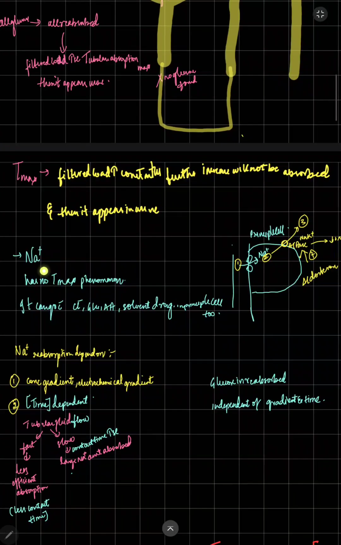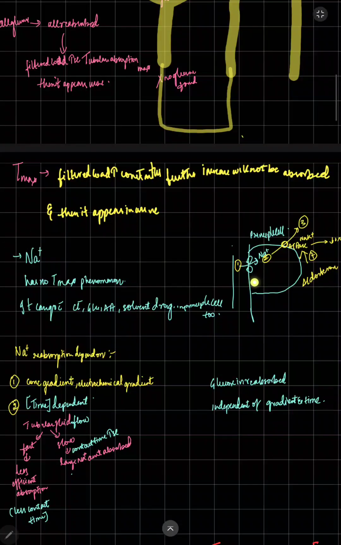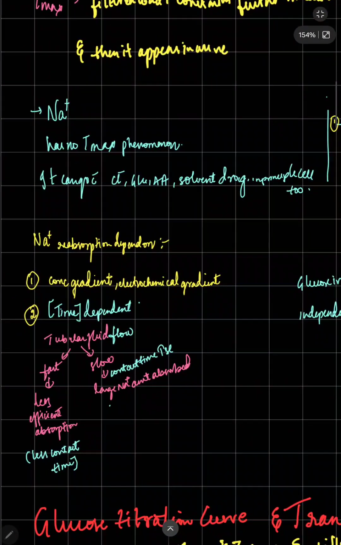Okay, so sodium has no Tmax phenomenon. It can go with chloride, glucose, amino acid by various co-transporters, and it can also be absorbed in principal cells too. So there is no concept of Tmax phenomenon for sodium. And in the case of principal cells, there are sodium potassium ATPases, which can make the cell sodium poor, so that sodium can be dragged in by the sodium channels. And the sodium potassium ATPases are actively synthesized. Their synthesis is promoted by a hormone aldosterone.